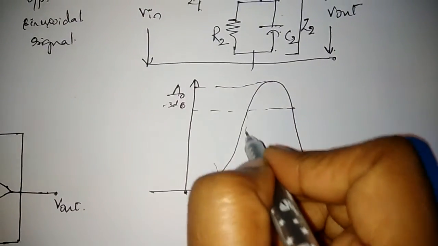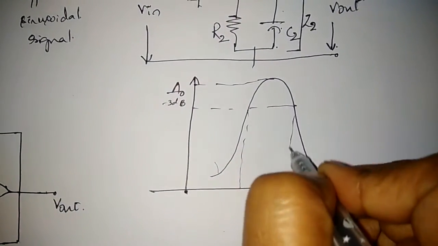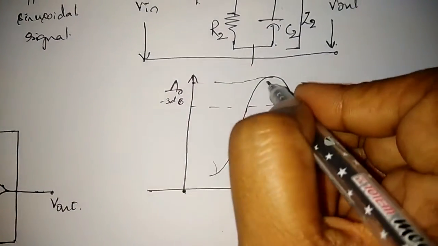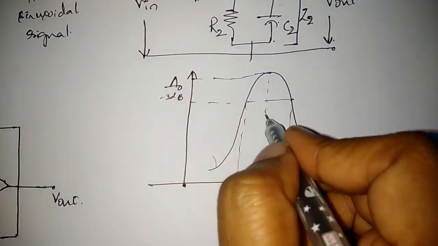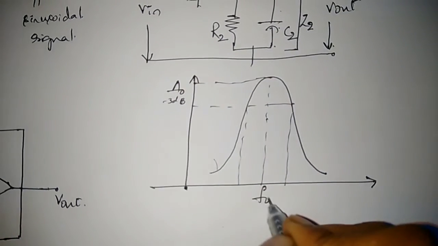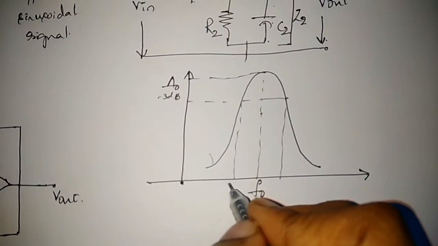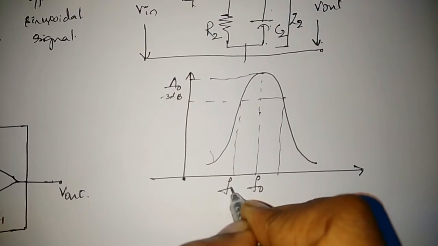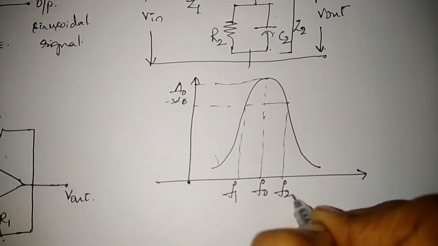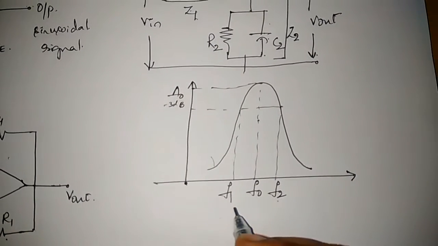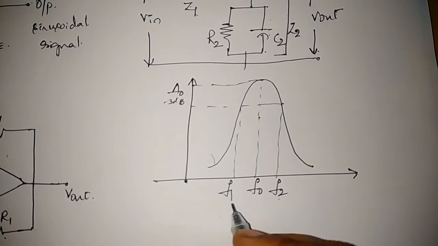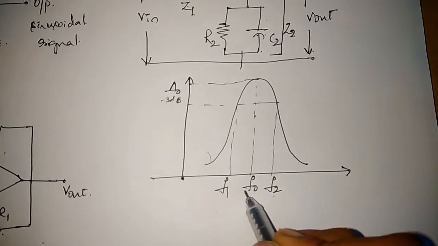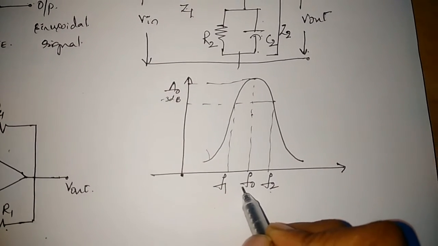So these are your cutoff frequencies. And this is your resonant frequency. Resonant frequency is the frequency at which it is having the maximum gain. Okay, F1 and F2. F2 represents the higher cutoff frequency. F1 represents the lower cutoff frequency. F0 is called the resonant frequency.